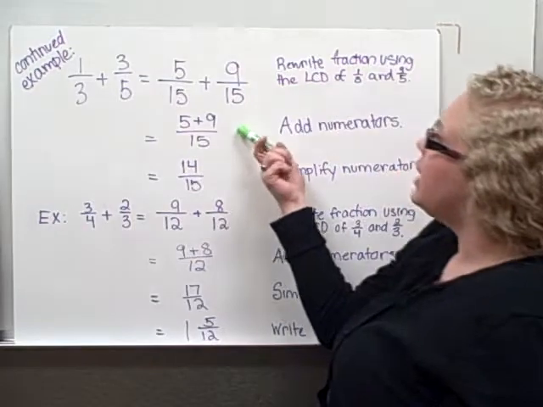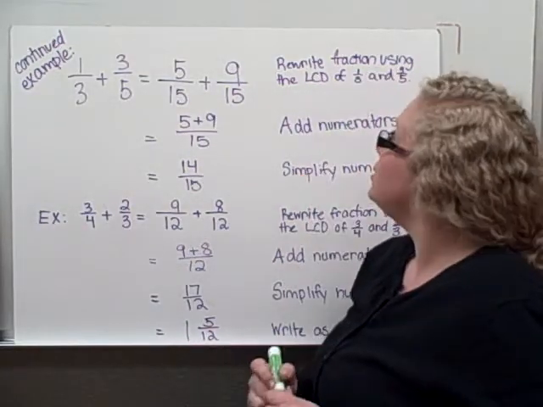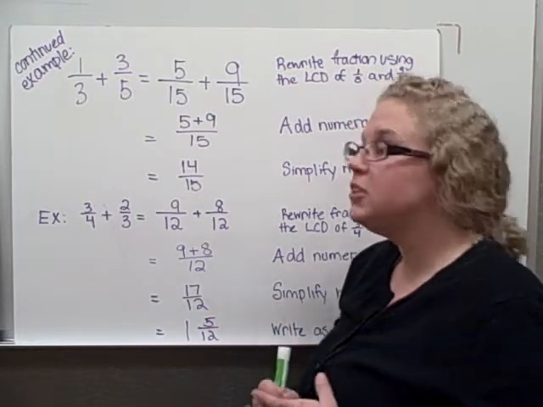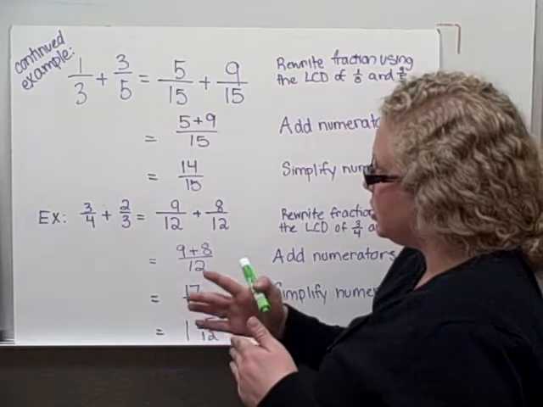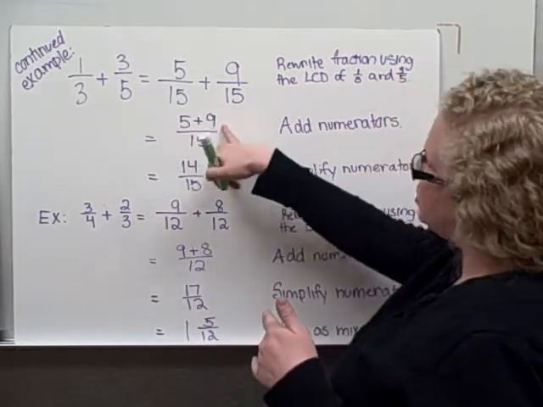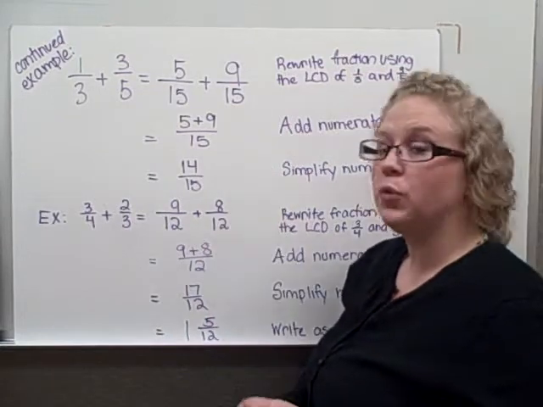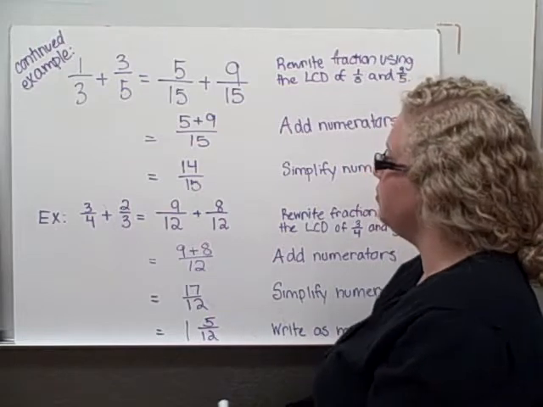We know how to do that because we just went over it. We rewrite the fractions using the LCD of 1/3 and 3/5. We figured out the least common denominator is 15. So now we rewrite both fractions with their new forms, add the numerators, and simplify. 5 plus 9 is 14. We keep the denominator, and the answer is 14 over 15.